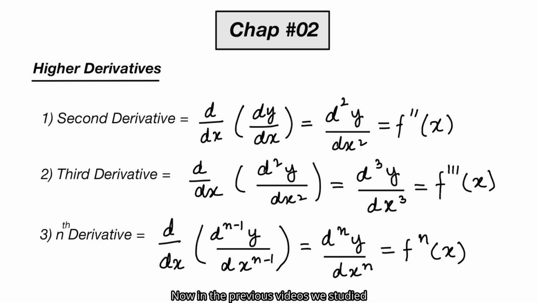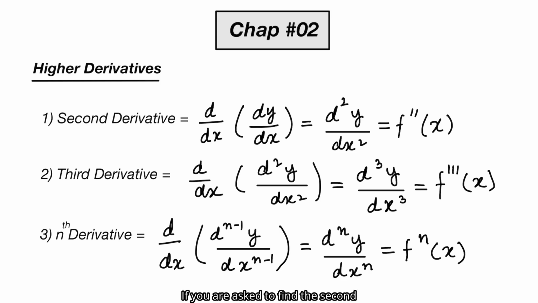Now, in the previous videos, we studied that whenever we are asked to find the derivative of a specific function, of a trigonometric function, or of a hyperbolic function, how can we find it? Now, what if we are asked to find the second derivative or the third derivative or the fourth derivative of the function? Then how can we do it? It may seem very complex, but don't worry, it's really easy.